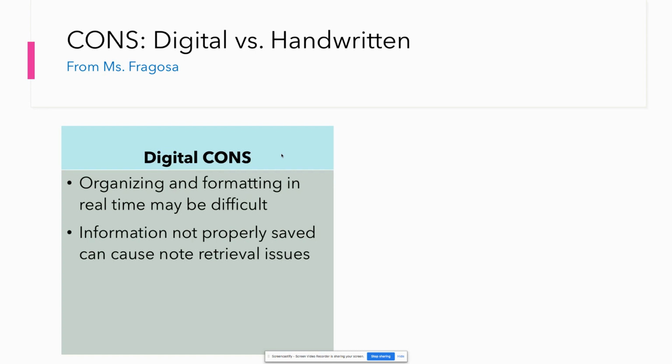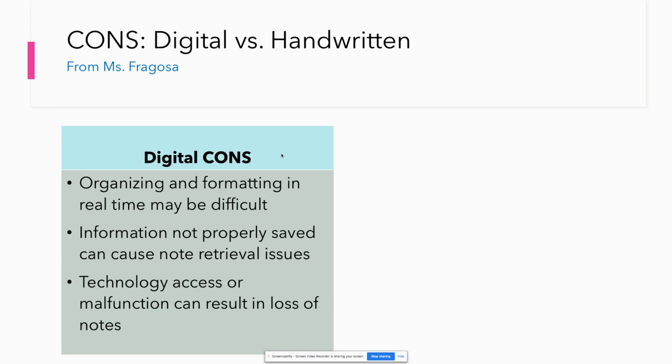Information, if it's not properly saved, might cause it to be lost somewhere in your computer, or you just don't have it saved. And if you're in the middle of class and you're not close to an outlet and your computer's about to die, well, that could really hamper your ability to take notes. Or if it dies and it doesn't save, then you could lose your notes.